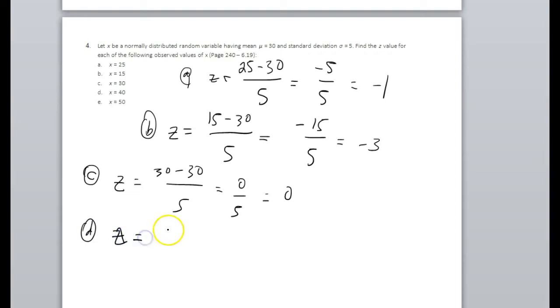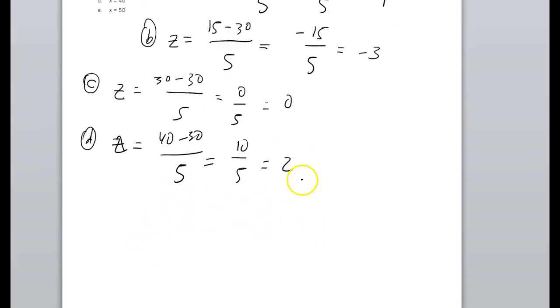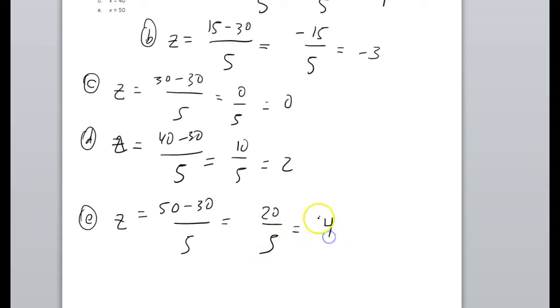Z is equal to 40 minus 30 all over 5, which is 10 over 5, which is 2. It's a positive 2. And for E, z is equal to 50 minus 30 over 5, which is 20 over 5, which is 4. Okay, so that's the case. So that's that. That's how you calculate z-scores.